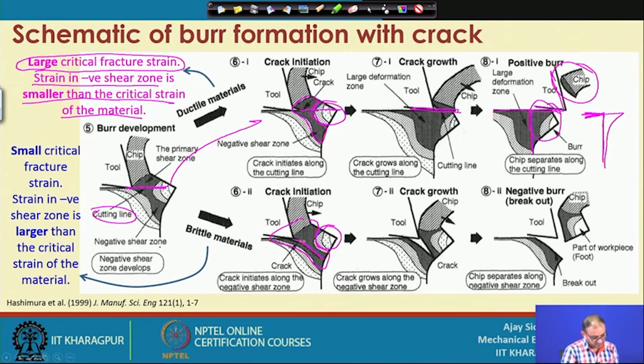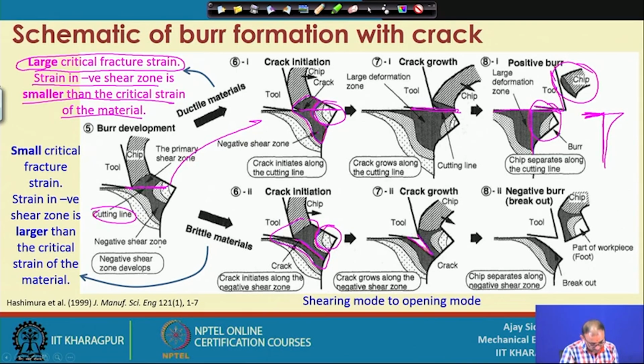So if you continue, now your tool is penetrated and the crack is propagated. That is what is happening in the brittle material. This is called crack propagation. The crack grows along the negative shear zone, right? So the shearing mode converts into the opening mode. Now that is opening.